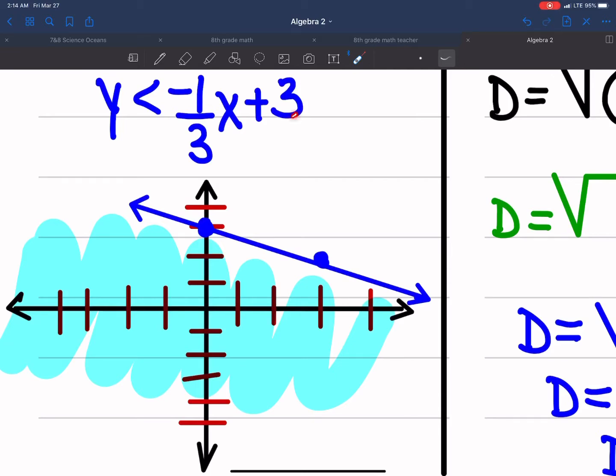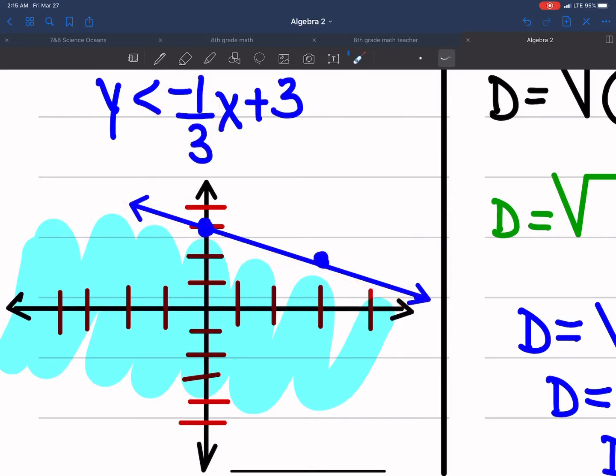So 3 is right there, the y-intercept, where the line crosses or intercepts the y-axis. So 1, 2, 3. My slope tells me I'm going to go down 1 and over 3. 1, 2, 3. And there it is, people. There it is right there.